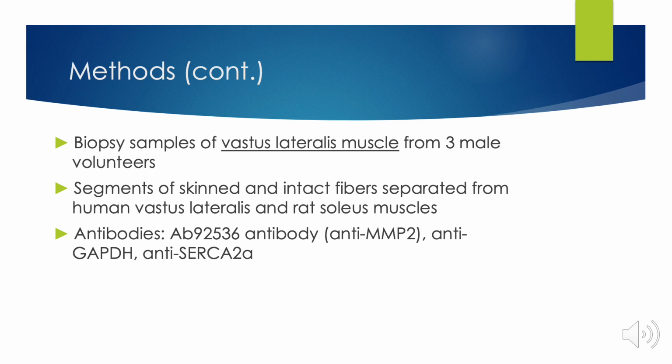The researchers obtained biopsy samples of human vastus lateralis muscle. To determine the amount of MMP2 localized on the inside of skeletal muscle fibers, segments of skinned and intact fibers were separated from human vastus lateralis and rat soleus muscles. After testing 4 different antibodies for MMP2, the AB92536 antibody was determined to be the best for identification of MMP2 because it accurately identified MMP2 in rat and human skeletal muscle. The researchers also used anti-GAPDH and anti-SERCA2A to detect sarcoplasmic reticulum calcium pumps.